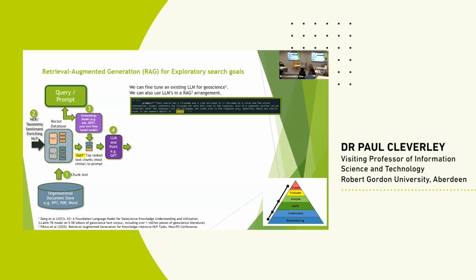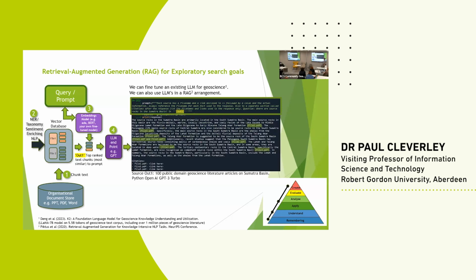So this is just using ChatGPT 3.5. It's about 10 lines of code in Python, just saying, where are source rocks in the Sumatra Basin? And I'm saying, get it from the output and make sure that you put the file name of where you got the text chunks. So here's the example. Here are the references for each of the assertions from files here.